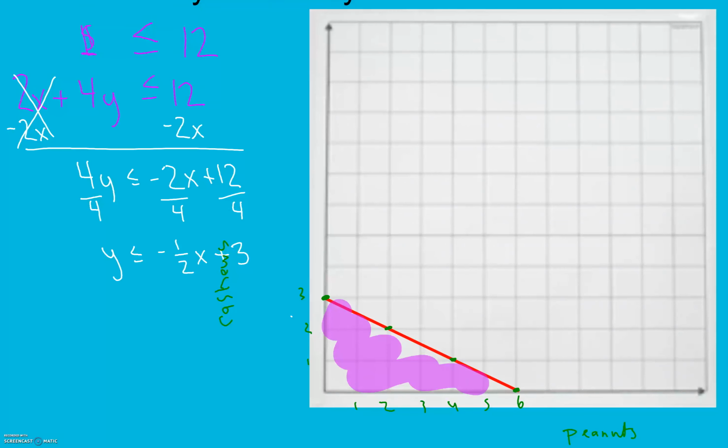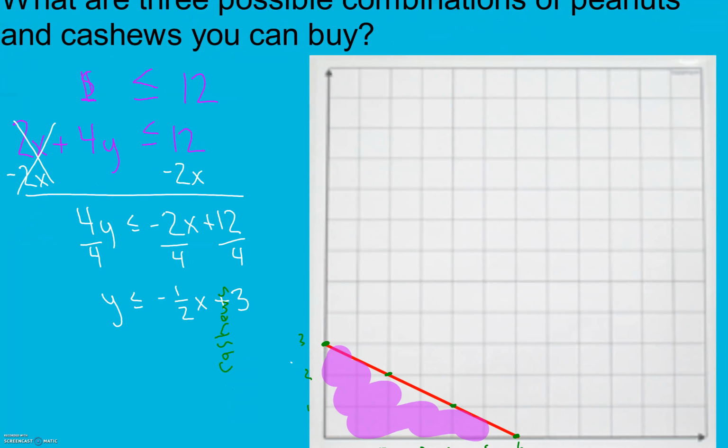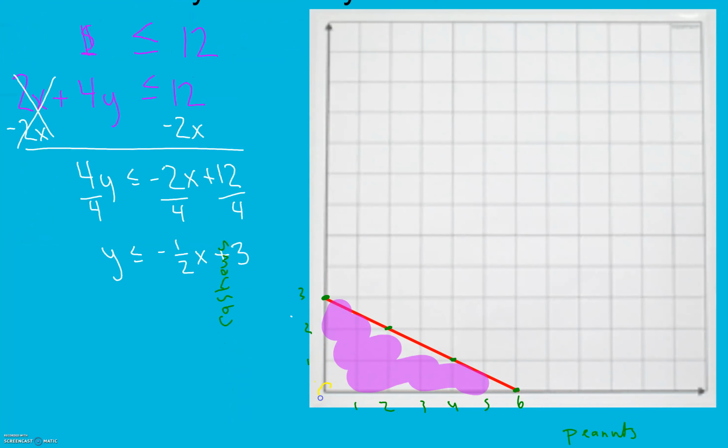Now, for combinations here, it really depends on what kind of peanuts and cashews we're buying. If they're from like those big tubs and we're just scooping them out, then we have a lot more freedom. But if they come in pound packages, then our options are a little bit more limited. We could buy none, 0, 0, and just say, hey, bring your own snacks. 1 pound of peanuts, no cashews. 2 pounds of peanuts, no cashews, and so on.